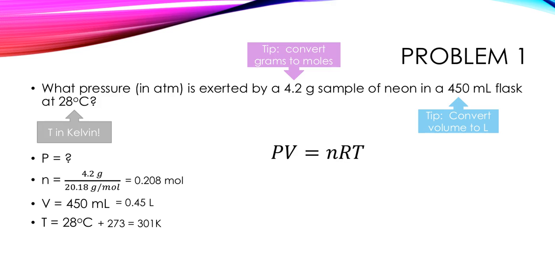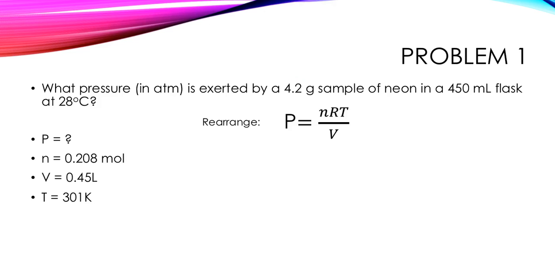All right, so at this point, we're really ready to start working on the problem. We've got the ideal gas law. We're solving for the pressure. So we need to rearrange the equation to isolate that variable. All right, just divide both sides by V.